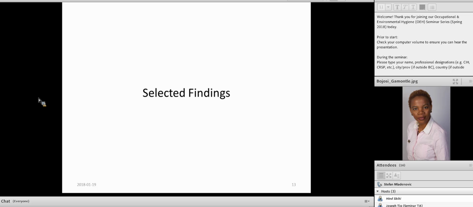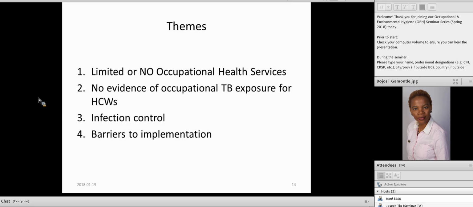Right, so now we're going to get into some of the findings. As I mentioned before, the aim of coding is to begin to see themes and patterns in your data. We saw different themes, and today I'm going to focus only on these. I should mention that these themes derive from what participants said. We had limited or no occupational health services. We had no evidence of occupational TB exposure for healthcare workers. We had infection control, and we had barriers to implementation.